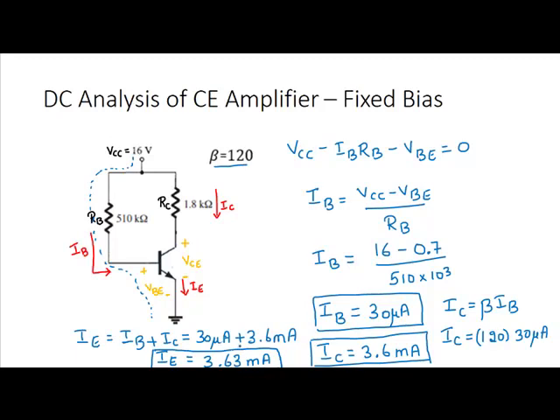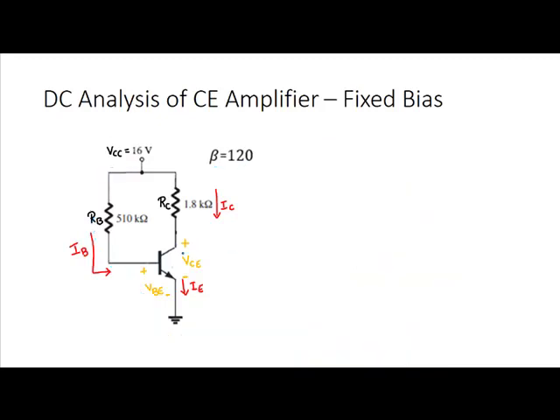In the next step, let us calculate VCE. In order to calculate VCE, I should apply KVL to the output side loop. So the path of the output loop starts from VCC, goes through RC, encounters the voltage VCE and all the way to the ground. So the KVL expression is VCC minus ICRC minus VCE is equal to 0. My job is to find VCE. So let me rearrange the terms. So VCE is VCC minus ICRC.